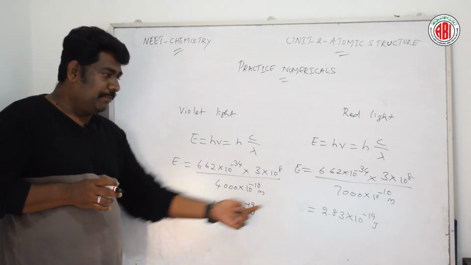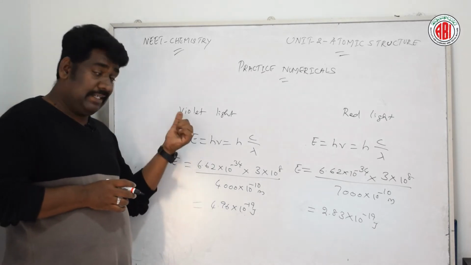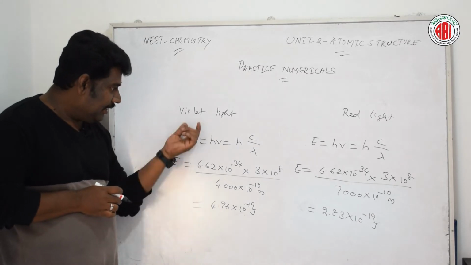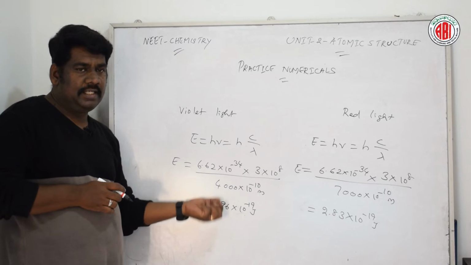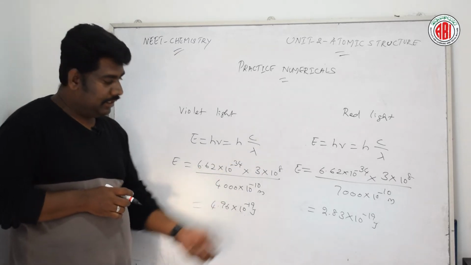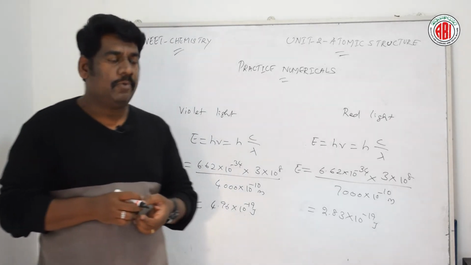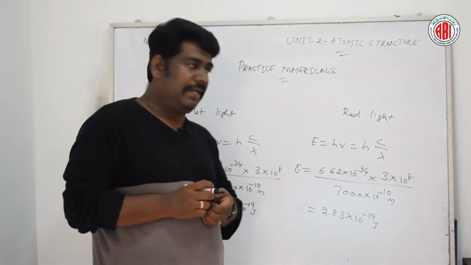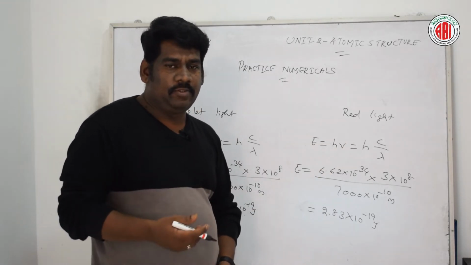Comparing both the energy of the photon of violet light as well as red light, you can see here that the violet light shows higher energy as compared to the red light. So according to this particular question, the photon of the violet light has higher energy as compared to the red light. So this way we can solve this problem. Let us go for the next question.